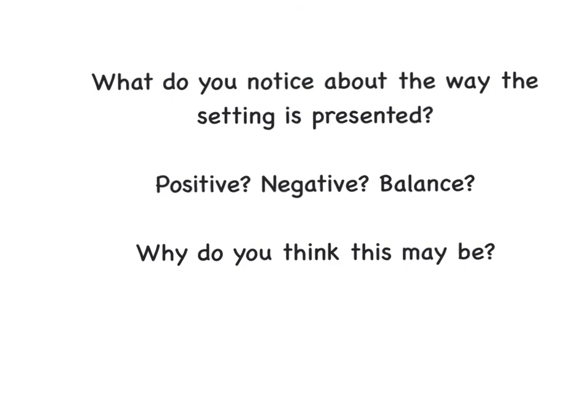Finally, looking at your extract that you've highlighted and the annotations you've made, I would like you just to bullet point any ideas in your exercise book about what you notice about the way the setting is presented. Is it presented in an entirely positive way? Is it presented in an entirely negative way? Or is there a balance between the two? And why do you think this may be? Your bullet points can be in note form, and we will discuss any ideas that you've come up with in our next lesson.